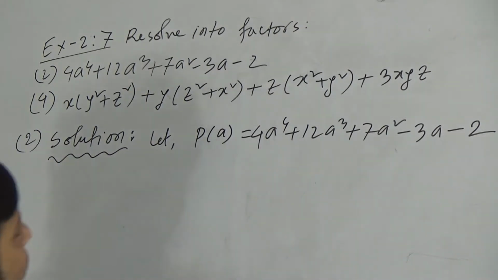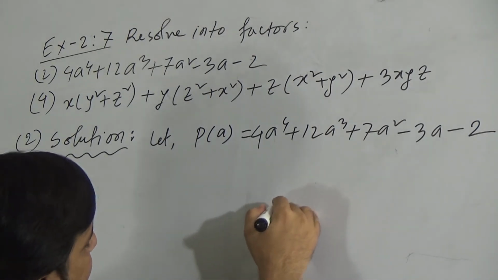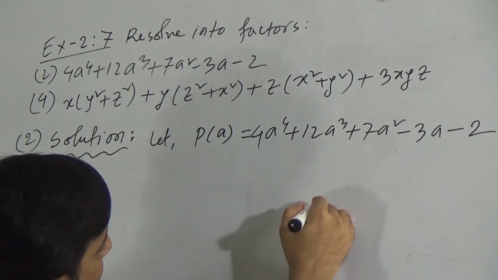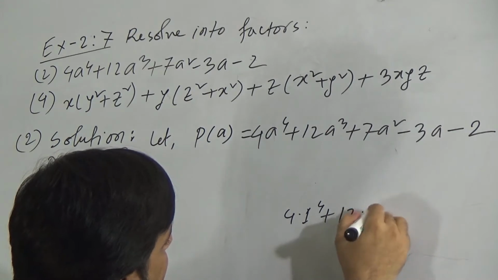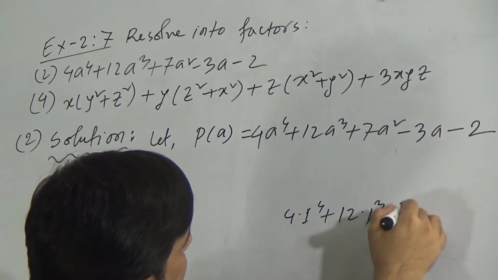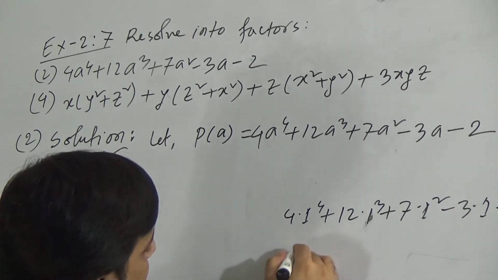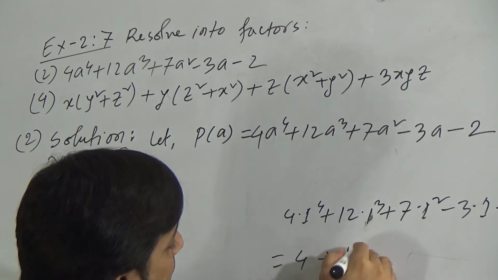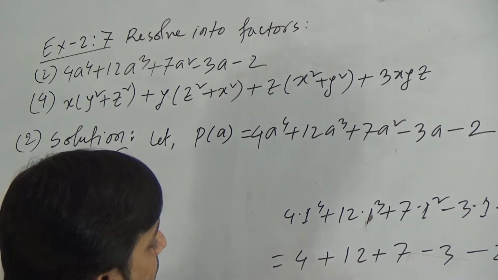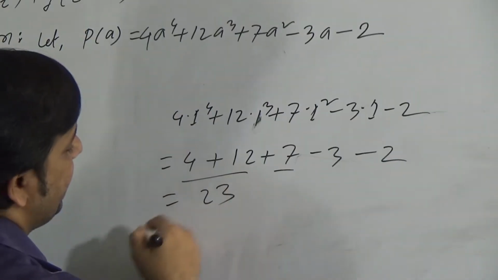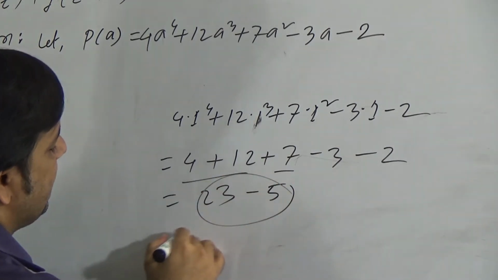We have to check. Now if we consider a equal to 1, this will be 4 into 1 to the power 4 plus 12 into 1 cube plus 7 into 1 square minus 3 into 1 minus 2. So if we calculate 4, 12, 7 minus 3 minus 2, this will be 16, 23 minus 5. So this will be 18. So this is not 0.